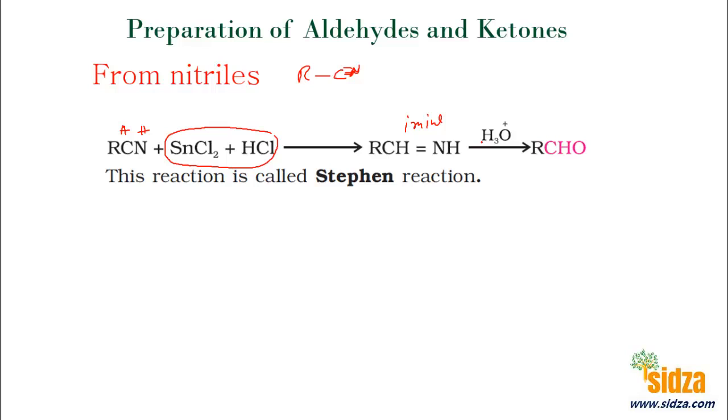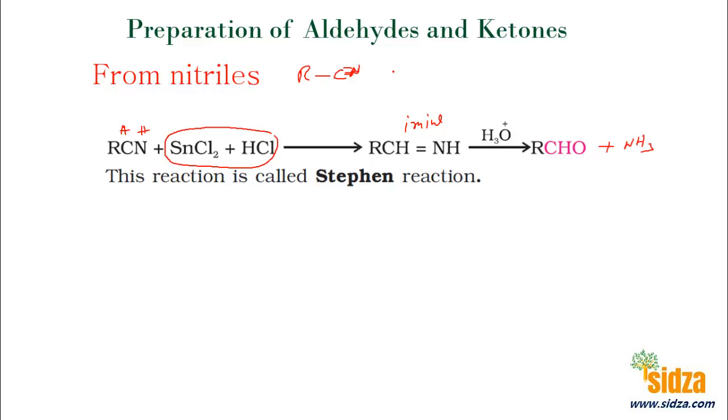After you get an imine, you can further hydrolyze it. You react with the water in the acidic medium, and the nitrogen will be completely lost from the molecule and you get a carbon double bond oxygen, and the nitrogen will be lost as ammonia. This reaction is called the Stephan reaction. In this reaction, you first reduce the nitriles, followed by the hydrolysis.